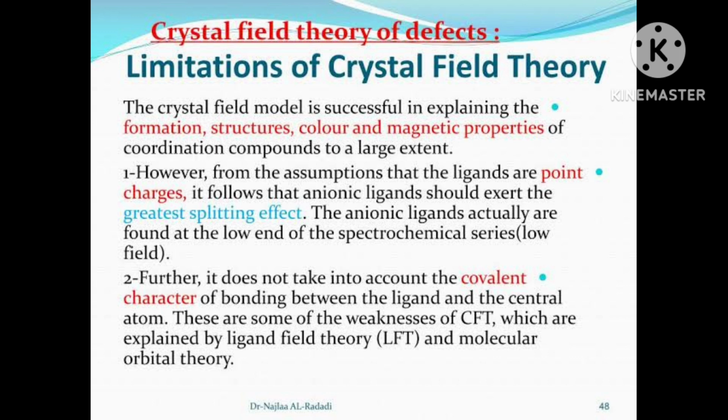In the spectrochemical series, they are found at the low end of energy. First point: it was considered that they would give more splitting effect due to repulsion, but the anionic ligands are actually found at the low end of the spectrochemical series. That is the first weakness.